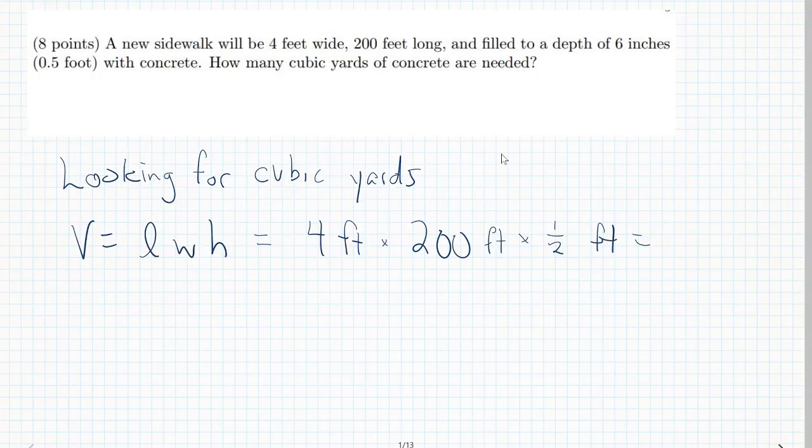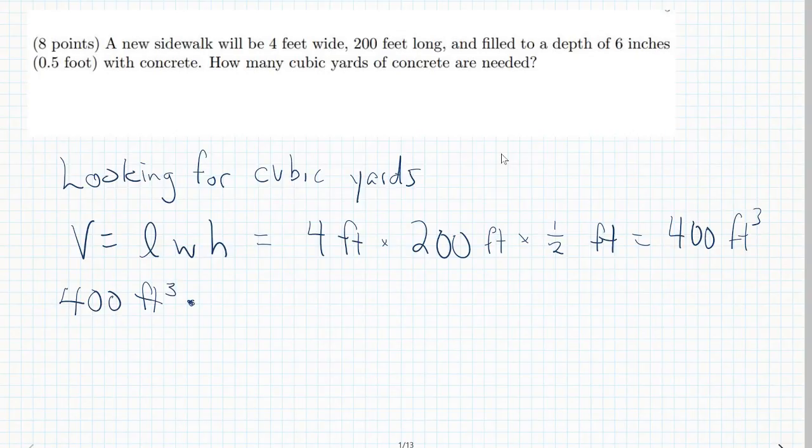And so we can multiply those together. 4 times 1/2 is 2, and so 2 times 200 would be 400 cubic feet. Okay, so when we take a look at that, we have 400 cubic feet there, and we want to convert to cubic yards.